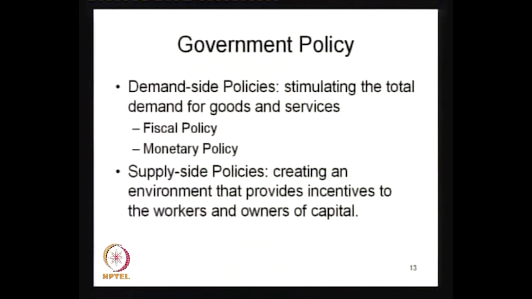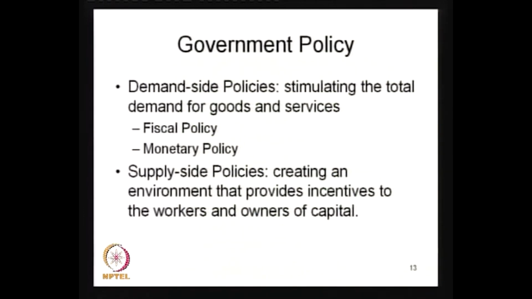Then coming to the supply side policies, the government has to create an environment or good incentives for the workers, so that there is good utilization of factors of production. Owners of capital are likely to use their capital products better, they are going to have better capital utilization, and workers are going to have better wages, or at least their unemployment rate is going to be lower. So, the government creates such incentives which will facilitate better supply of goods, products and services.